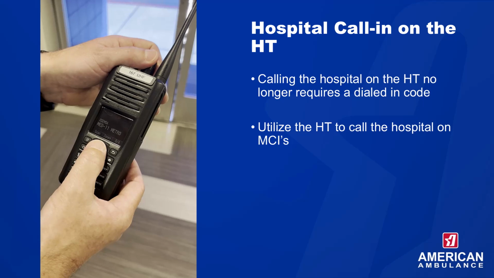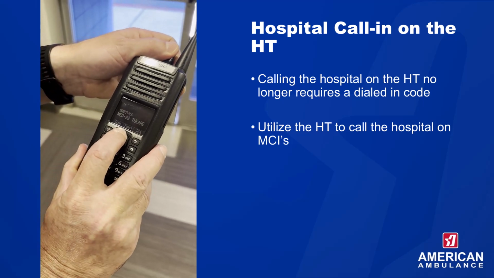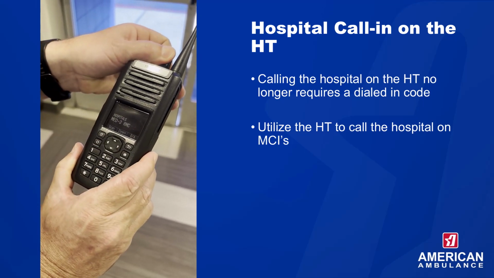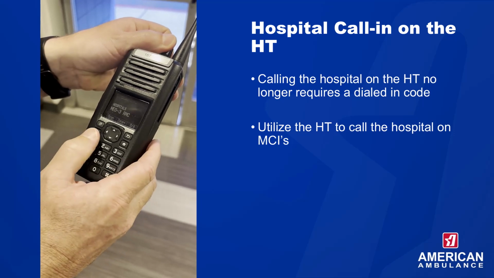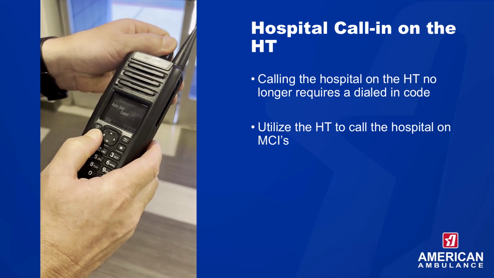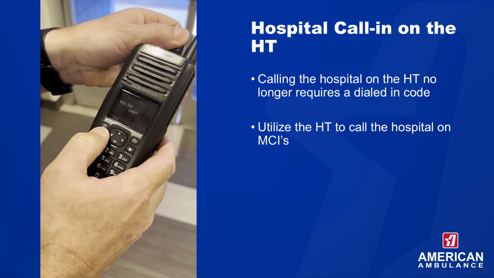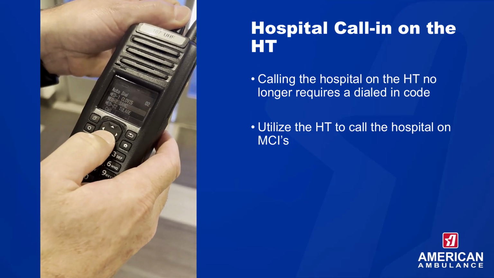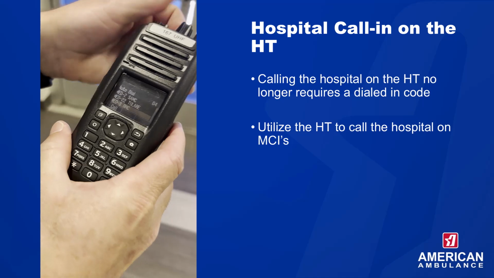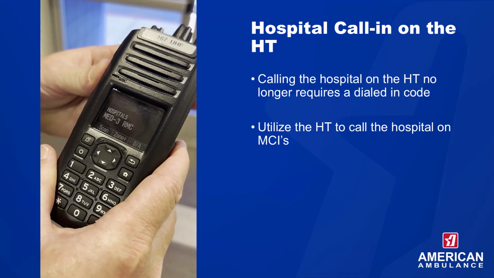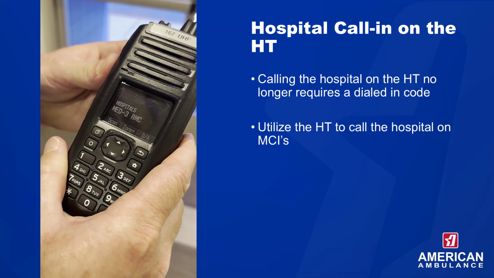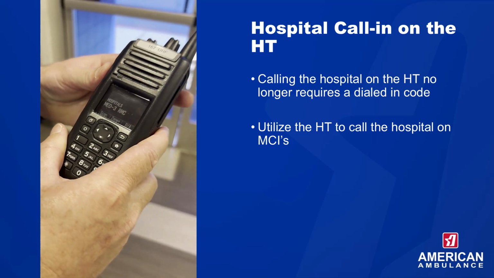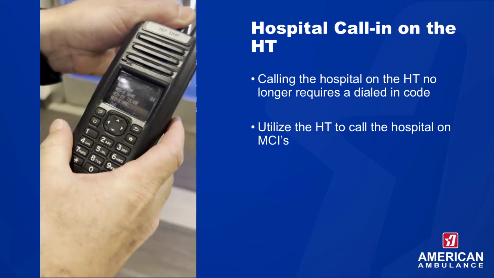Calling the hospital on the HT is now similar to the unit radio in the back of the ambulance. Press the up arrow once on the zone selector to switch to the hospital channels. Use the hospital selector to find the correct hospital channel you wish to call. Press the O button twice, then use the up and down arrows to select the correct hospital channel. Push the PTT button to tone out and call the hospital. This is much simpler than remembering the code for each hospital.